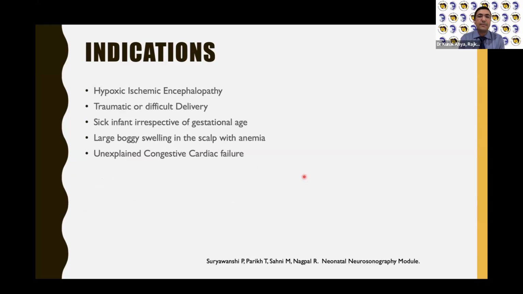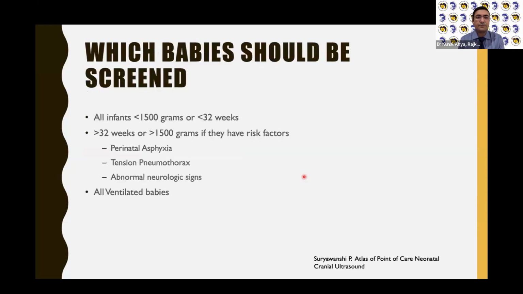A few months back, I had a baby who presented with heart failure and PPHN, and when I put the probe on the head, it was a vein of Galen malformation, that is an AV malformation. So that can also help in diagnosing such rare conditions. So now, which baby should be screened?